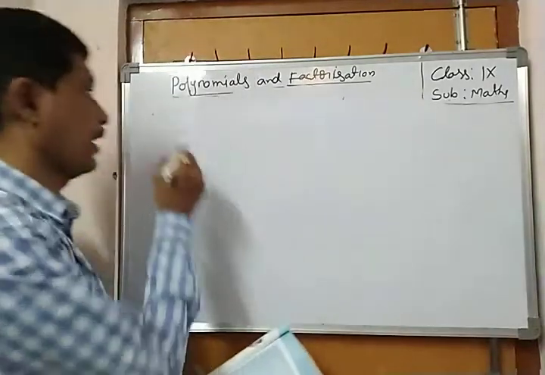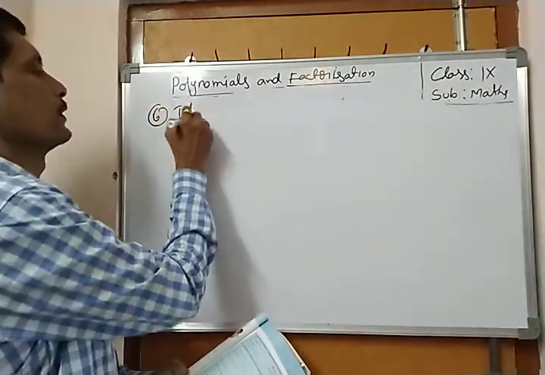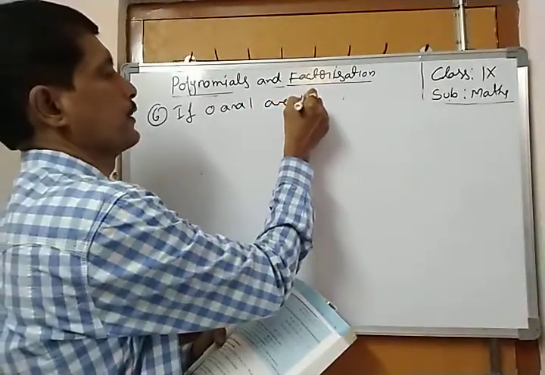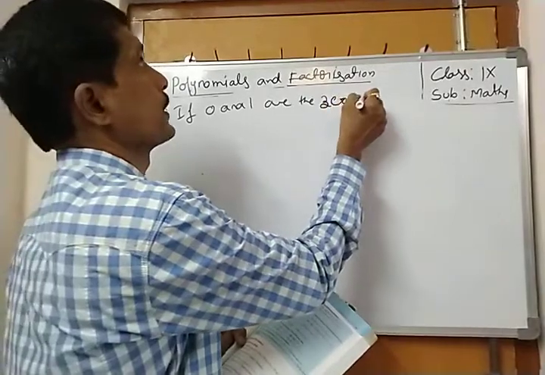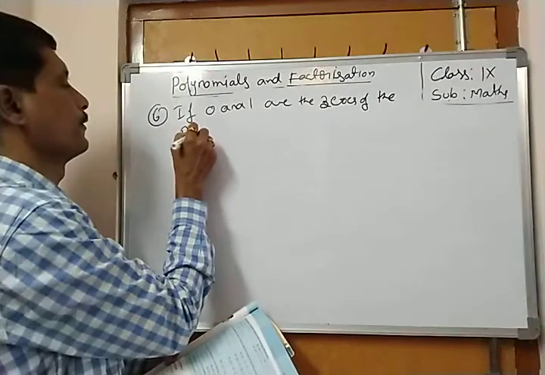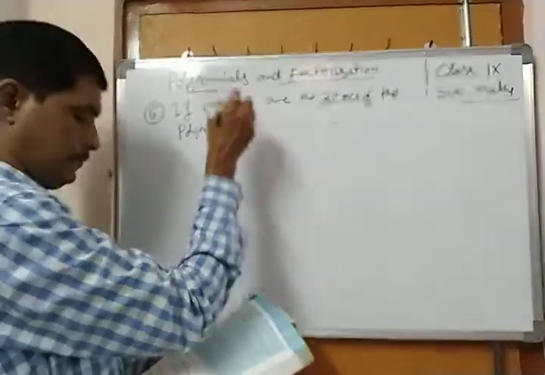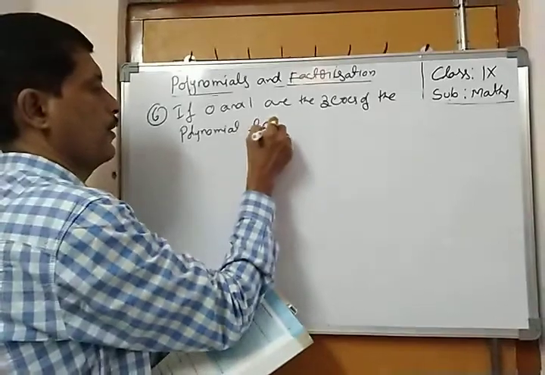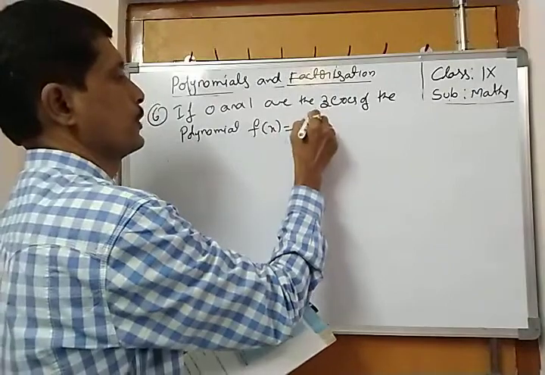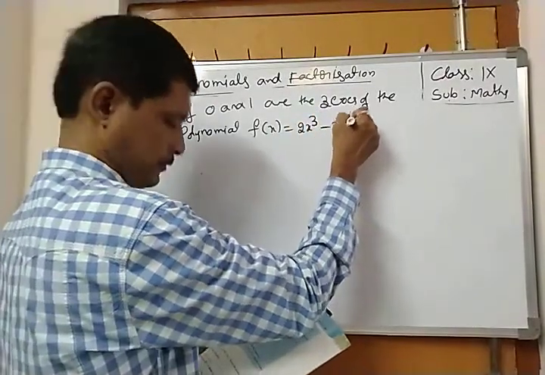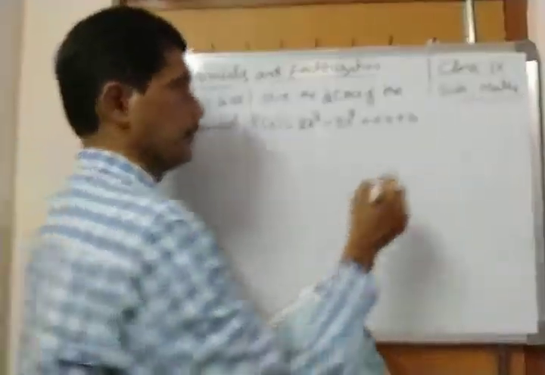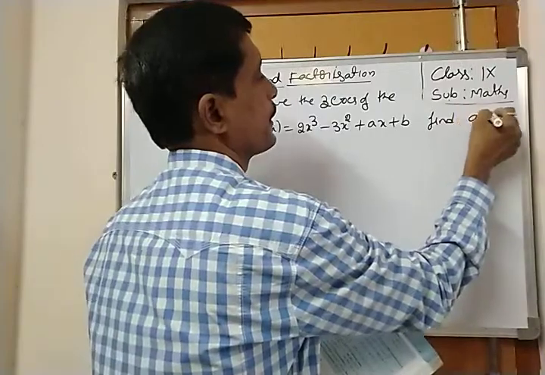Next one, last question, sixth one. If 0 and 1 are the zeros of the polynomial f of x equal to 2x cube minus 3x square plus ax plus b, find a value and b value. Find a and b.